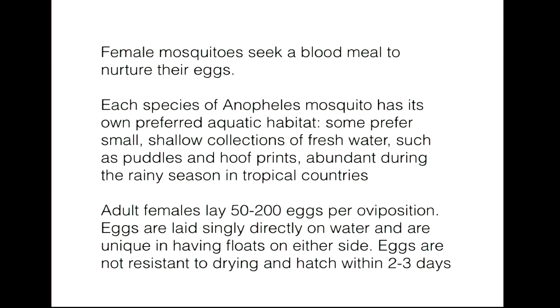In order to nurture the eggs, the female mosquitoes seek blood, what is called a blood meal, which is the point at which they begin to bite. Each species of Anopheles has its own aquatic habits. Some prefer small, shallow collections of fresh water, such as puddles and hoof prints. You can see these are typically abundant during the rainy season in tropical countries. Adult females lay a fairly large number of eggs each time. Eggs are laid directly on water, and are unique in having floats on either side. They're not resistant to drying. They hatch within about 2 to 3 days.